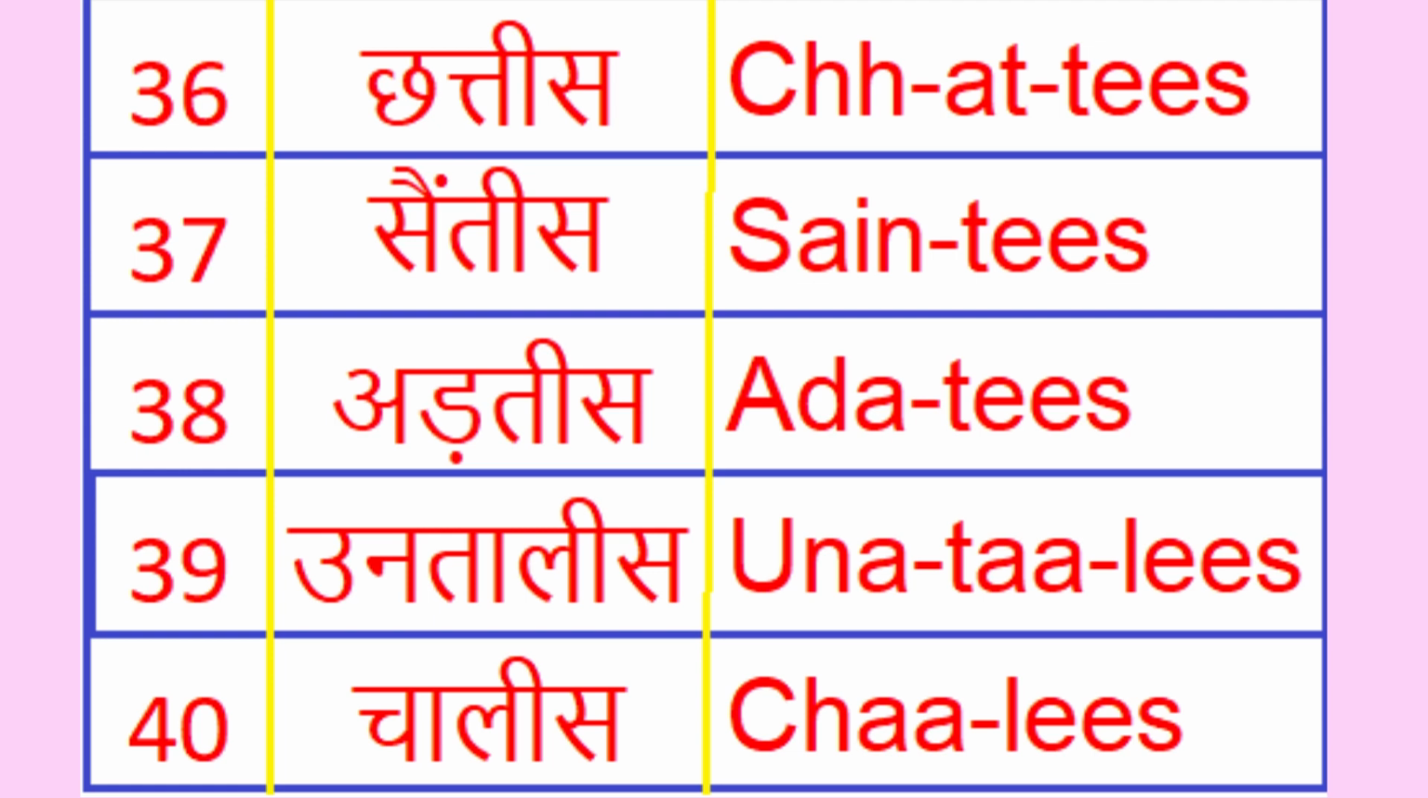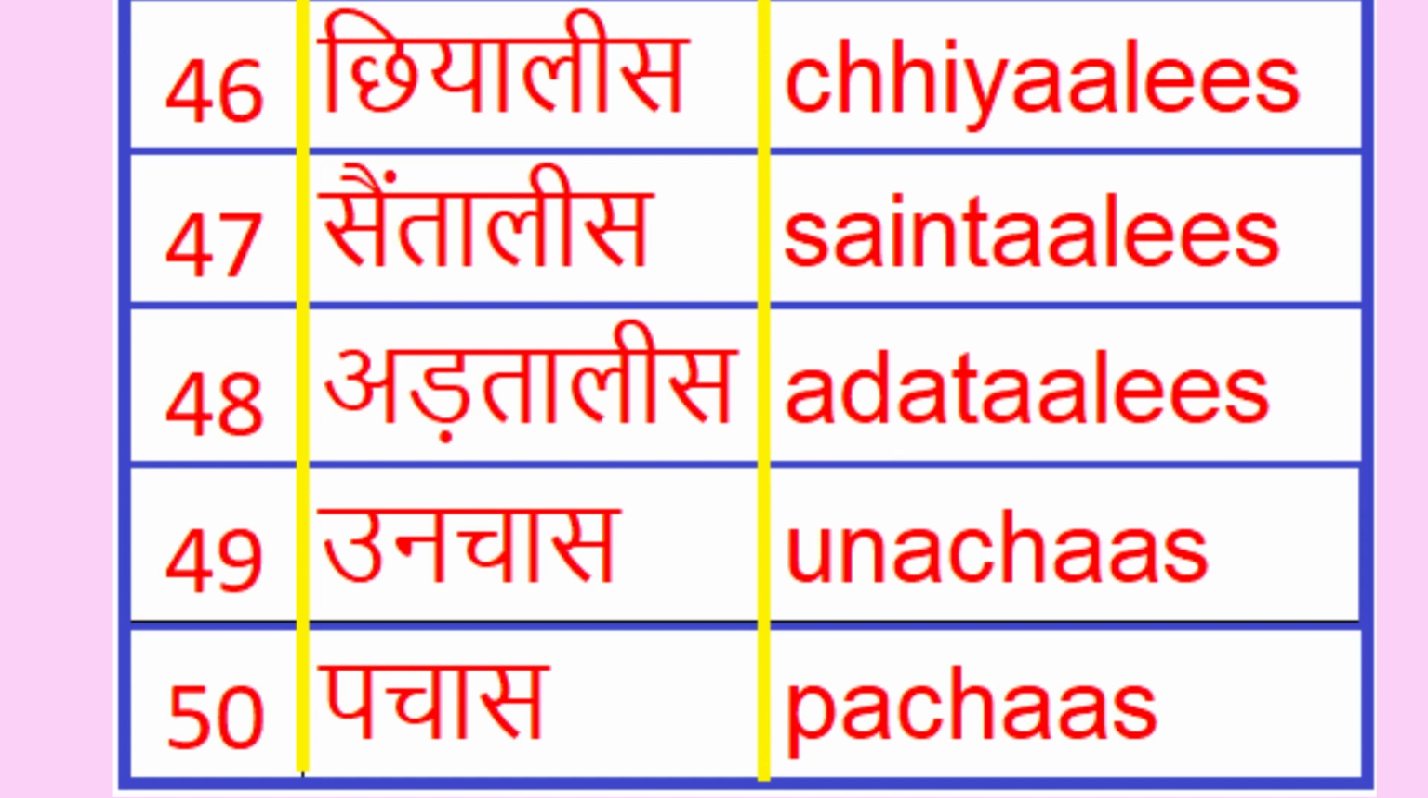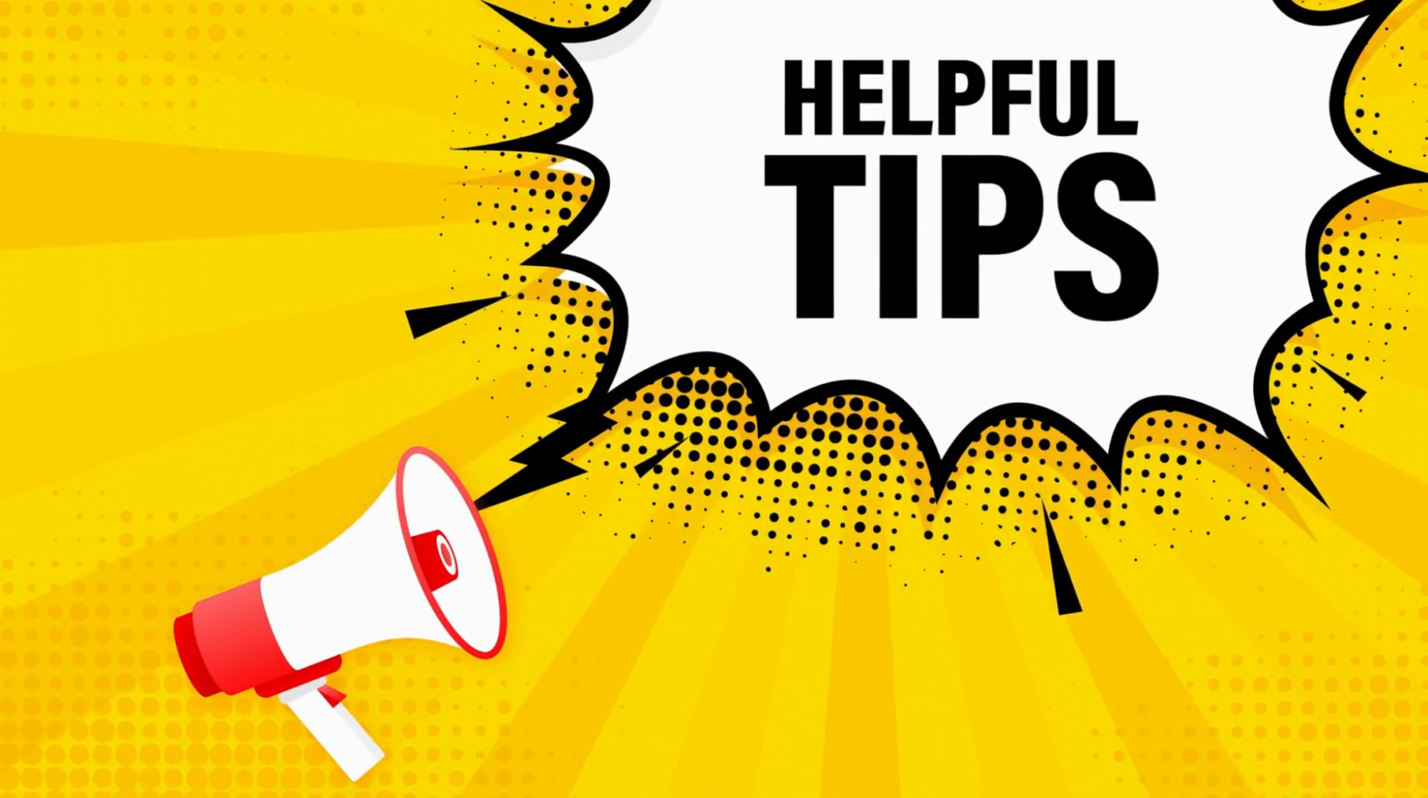And then comes 40, that is chalis. Then comes 41, that is iktalis. 42 is bayalis. 43 is taintalis. 44 is chauvalis. 45 is paintalis. 46 is chheyalis. 47 is saintalis. 48 is adtalis. 49 is unchas. And 50 is pachas.